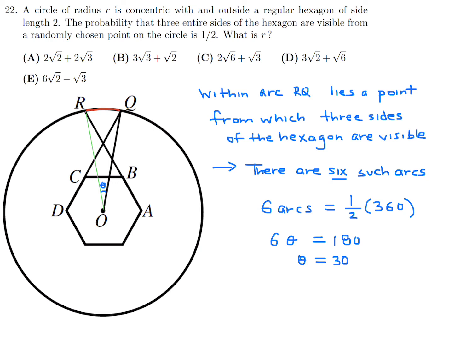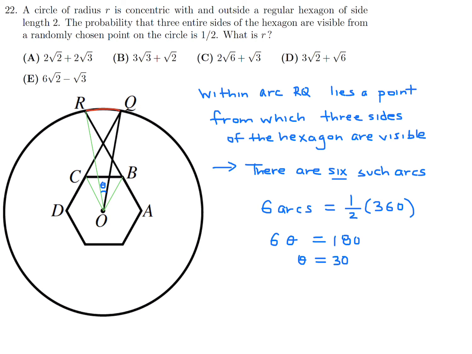Now, we have to figure out what is R. R is the radius, correct? And we are told that the hexagon has a side length of 2. Okay, so I'm going to draw one line from O to C, like that. And that's going to help me figure out R.